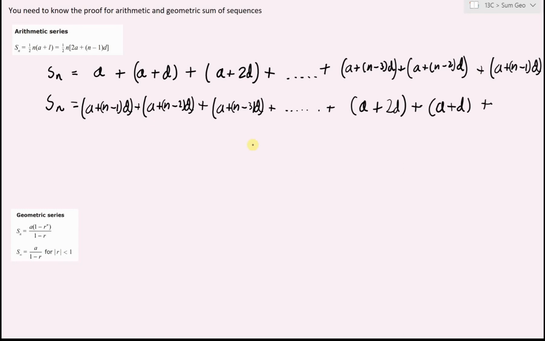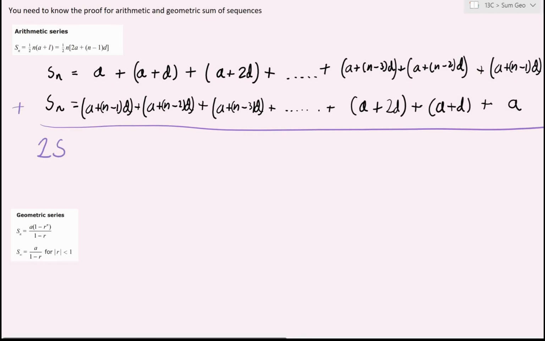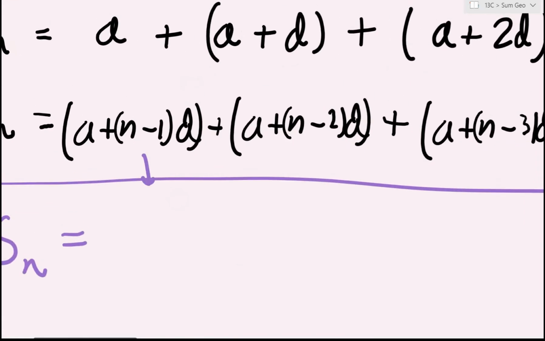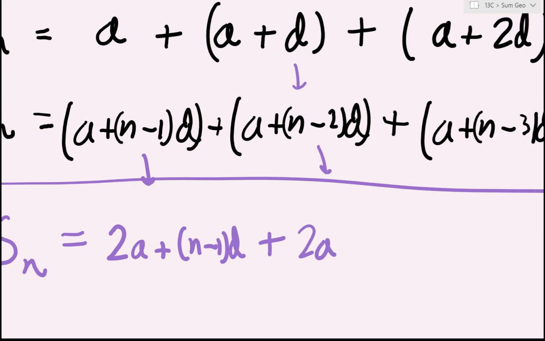We now have this. What we're now going to do is add these two sequences together. So if I add these together, I now have 2 lots of my sum equals, 2a plus n minus 1 d. If I add these 2 terms together, I've got 2a again, in brackets, n minus 2 d here, and I have another d here.